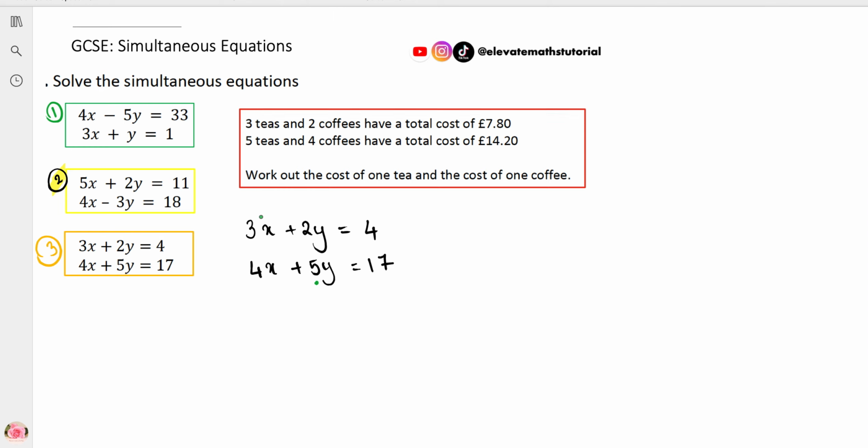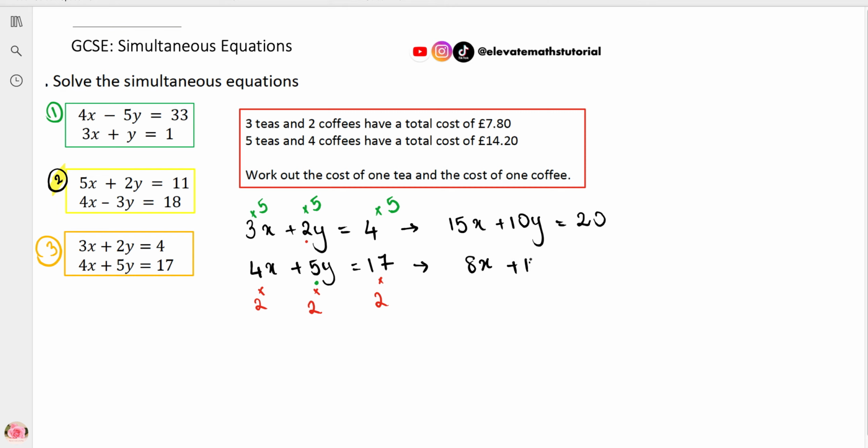So we're going to take the 5 and times everything by 5. You can get rid of the x first, but I'm getting rid of the y first. And then you take the 2 here and times everything by 2. Once you write these out, write these equations again. So that's going to be 15x plus 10y is equals to 20. And then this one is going to be 8x plus 10y is equals to, so that's 17 times 2, which is going to be 34.